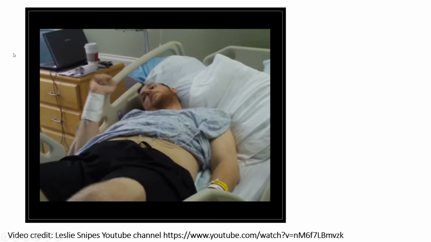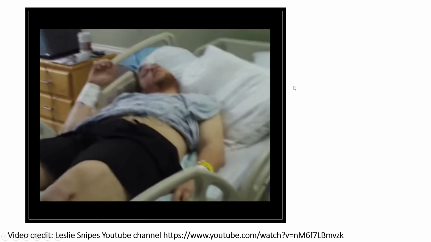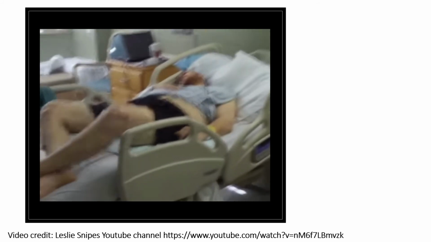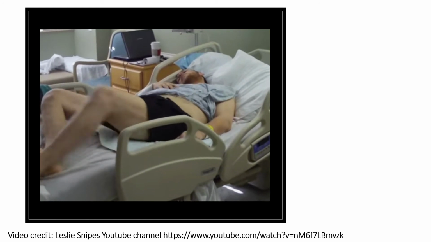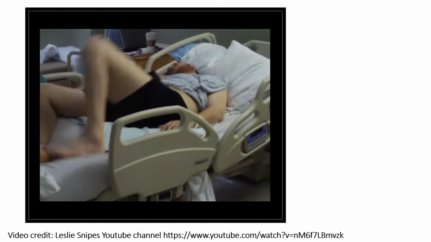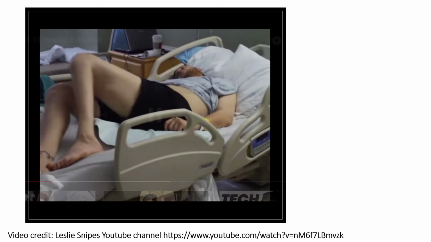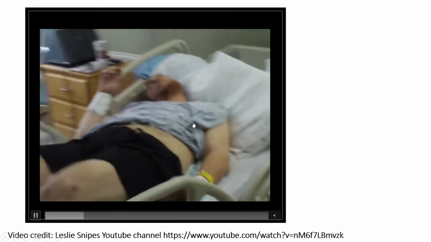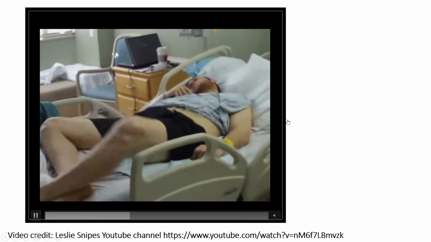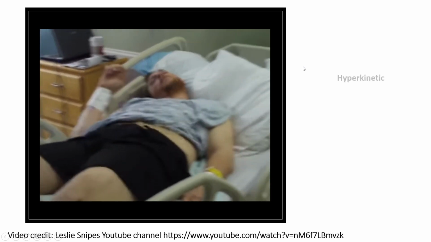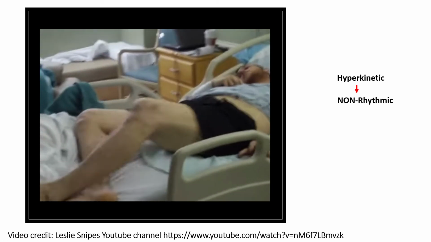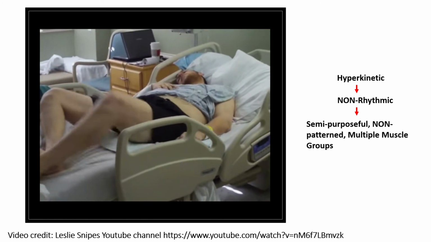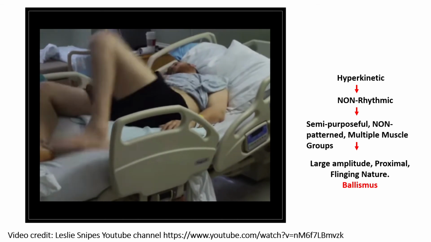Okay, so let's see what this is. So one, definitely a hyperkinetic movement disorder. Second, is it rhythmic or non-rhythmic? Obviously, it is definitely non-rhythmic. It is affecting multiple muscle groups. Yes, multiple muscle groups are involved. Very high amplitude, quick and jerky, proximal flinging movements. Yes, you are thinking right. It is ballismus. So yes, hyperkinetic, non-rhythmic, semi-purposeful, non-patterned, multiple muscle groups involved. Is it chorea or ballismus? Large amplitude, proximal, flinging in nature. It is ballismus.